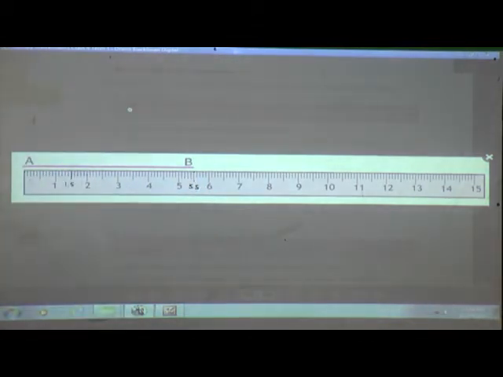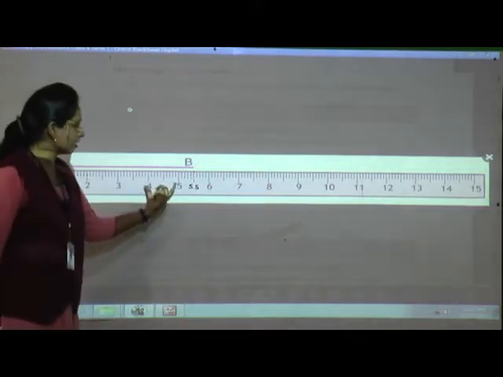Are you getting, students? So what you will do? You will place the ruler along the line segment. You have to place your ruler on this and measure it. Adjust the ruler such that the 0 mark is at one end, A, of the line segment. It starts from A. And read the mark on the ruler at the other end, B, of the line segment. Now see, till here these are centimeters.